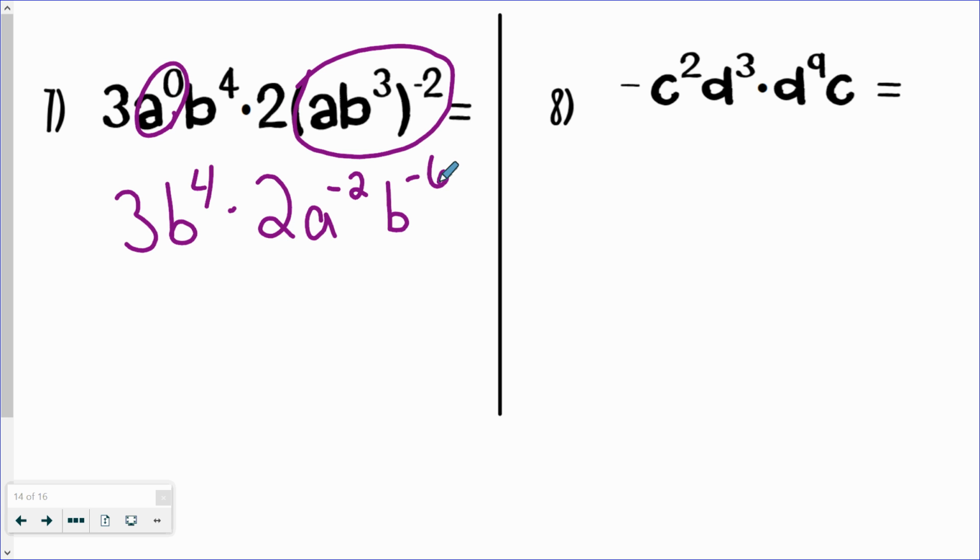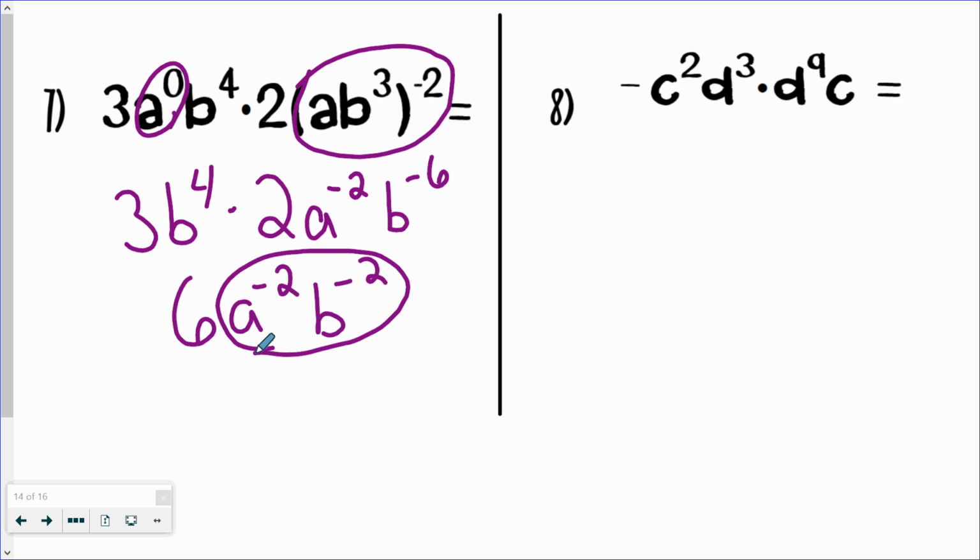So then I could multiply even further. I can do 3 times 2, which is going to give me 6, a to the negative 2nd power. 4 plus negative 6 is negative 2, so b to the negative 2nd power. So now both of these have to become part of my denominator. So I get 6 over a squared b squared. That's my final answer.